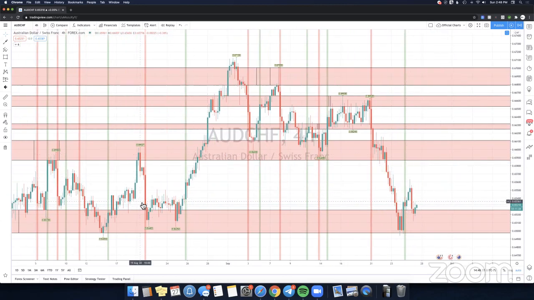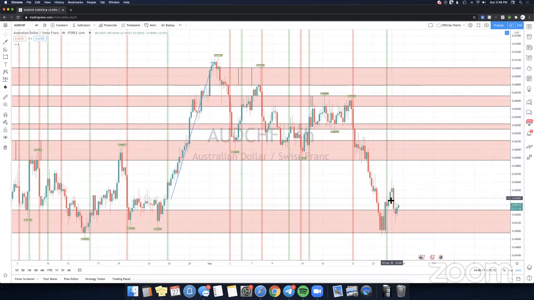So right here, obviously price rejected off this same zone we were just talking about. We got a buy signal, and look what happened. It shot way up here. So same situation right here.